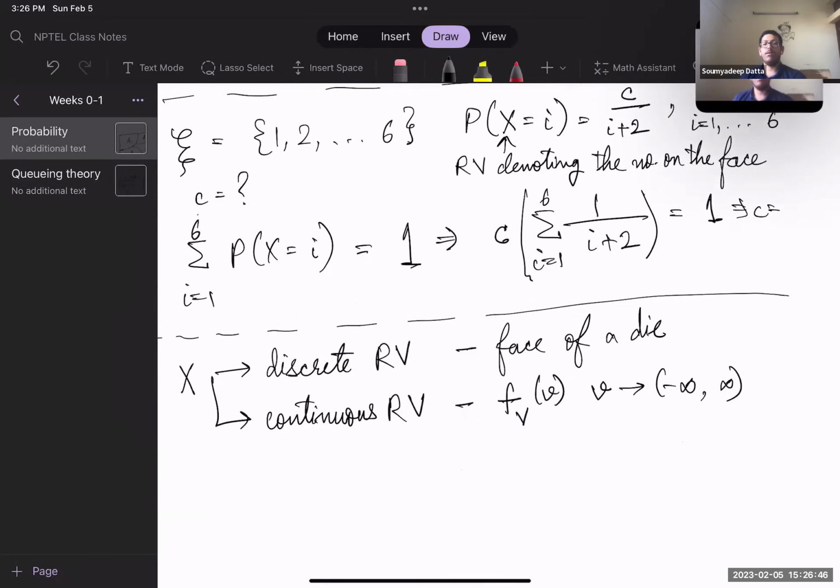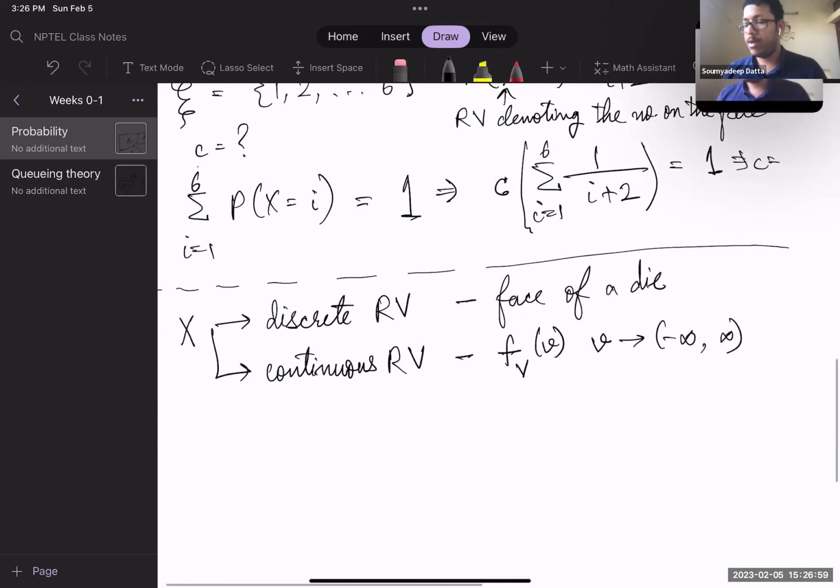And so let's now deal with a continuous random variable, right? One favorite random variable is Gaussian, right? And also exponential and all of that, right?